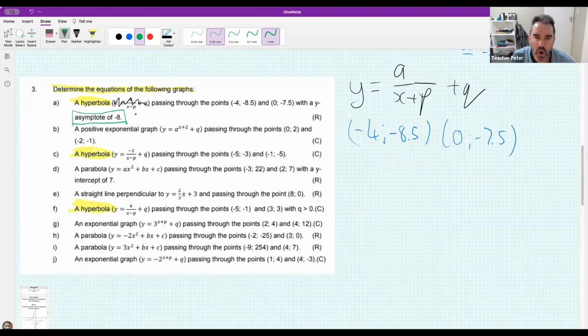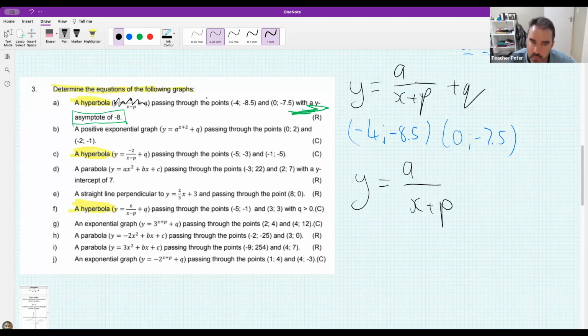Now, what value, a, p, or q, can I replace because of this information, this green bit? Because they tell me the y asymptote is -8, I can replace one of the values, and the value that I'm going to replace is q. It's going to be -8. All right, that wasn't so hard. Now, the next part is I need to find what a is, and what p is.